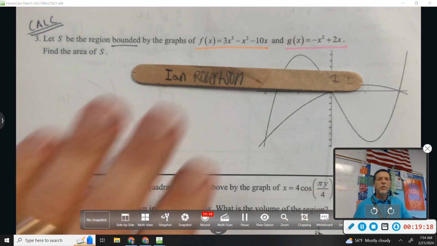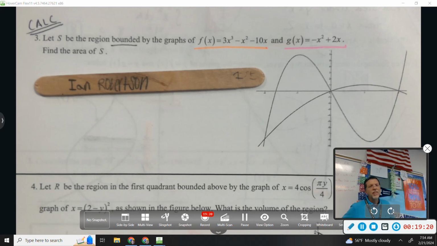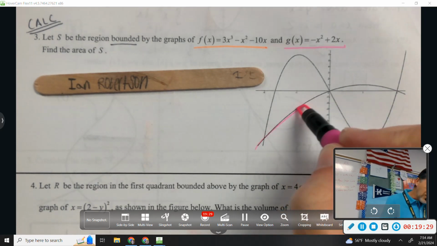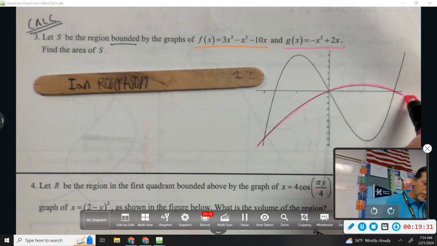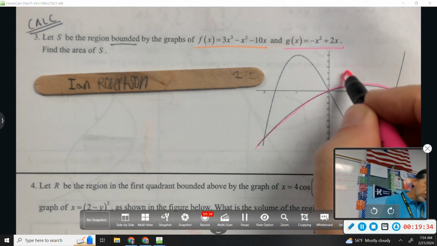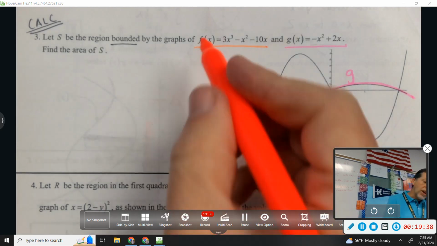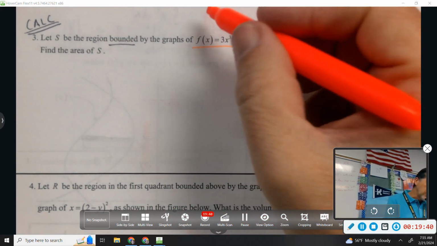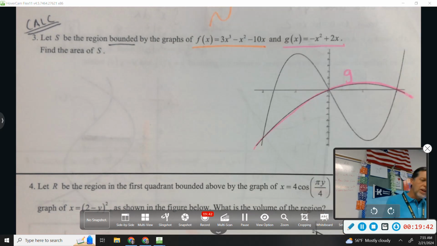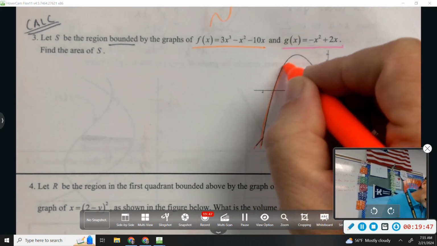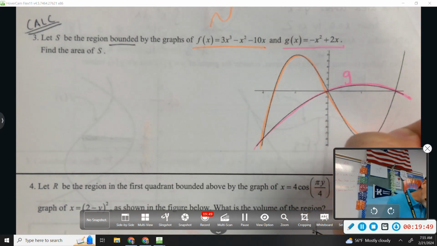Ian, how do you know which one's F and which one's G? G of x would be the parabola one. Perfect. G of x is a parabola. And we're not seeing the whole thing, but clearly the other one's not a parabola. So there's G, which means the other one is F. The other one's x cubed. I know generally what x cubed looks like, and that's what this one looks like. So there's F.